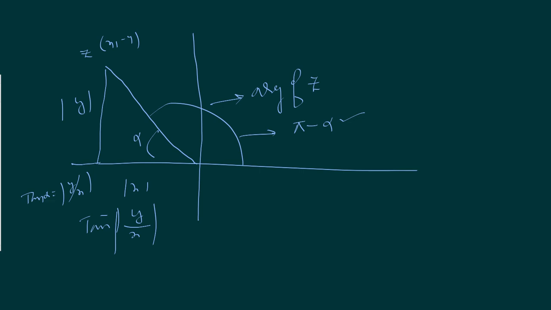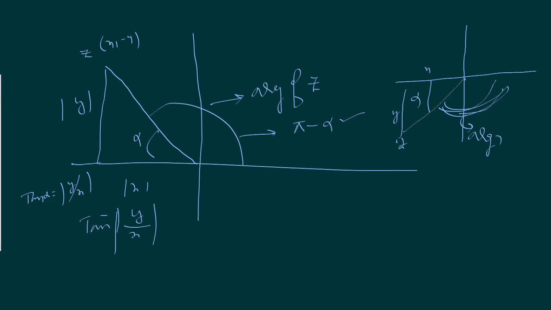Similarly, if the point lies in the third quadrant, we do not measure in this direction, we have to measure in this direction, right? This is alpha, and when the point is measured here, this angle is called the argument of z. So which is also pi minus alpha, but in the negative direction we are considering, the clockwise direction.